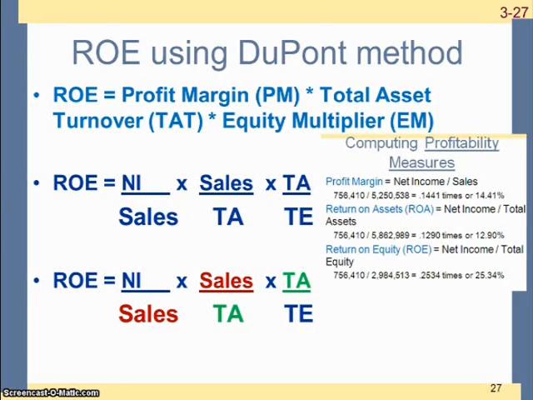Now, when all these three variables combine, you see that actually ROE equals NI divided by TE. Both sales can be offset and both TA can be offset. So now ROE is left with net income divided by total equity. So ROE using the DuPont method is the same as the ROE formula that is written on slide 16.